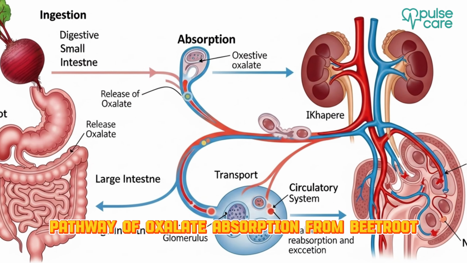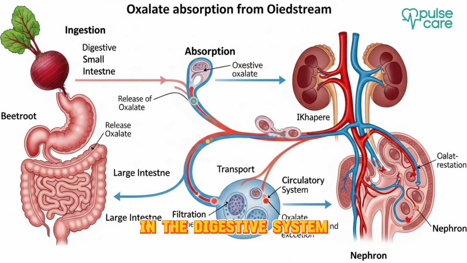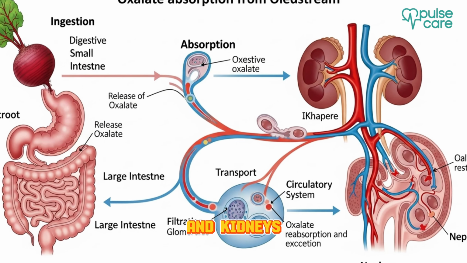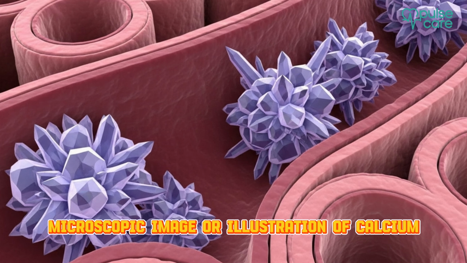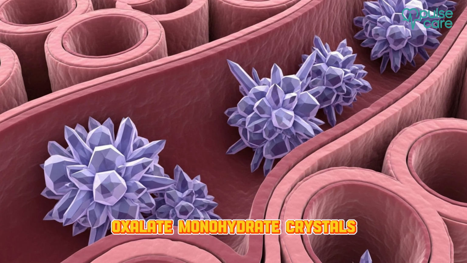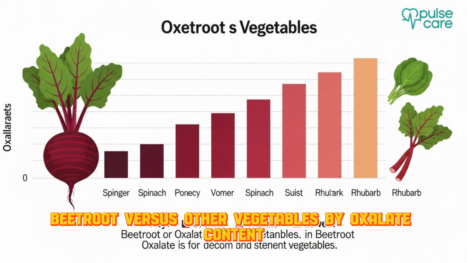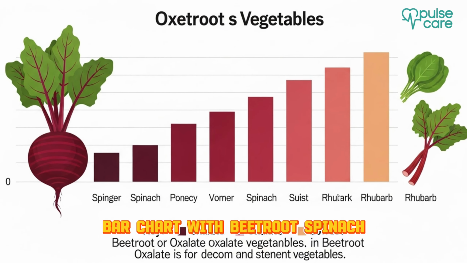Pathway of oxalate absorption from beetroot in the digestive system. Diagram showing digestion and transport of oxalate to the bloodstream and kidneys. Microscopic image or illustration of calcium oxalate monohydrate crystals. Spindle-shaped crystal clusters forming in the renal tubules. Comparison infographic: beetroot versus other vegetables by oxalate content. Bar chart with beetroot, spinach, rhubarb, etc.